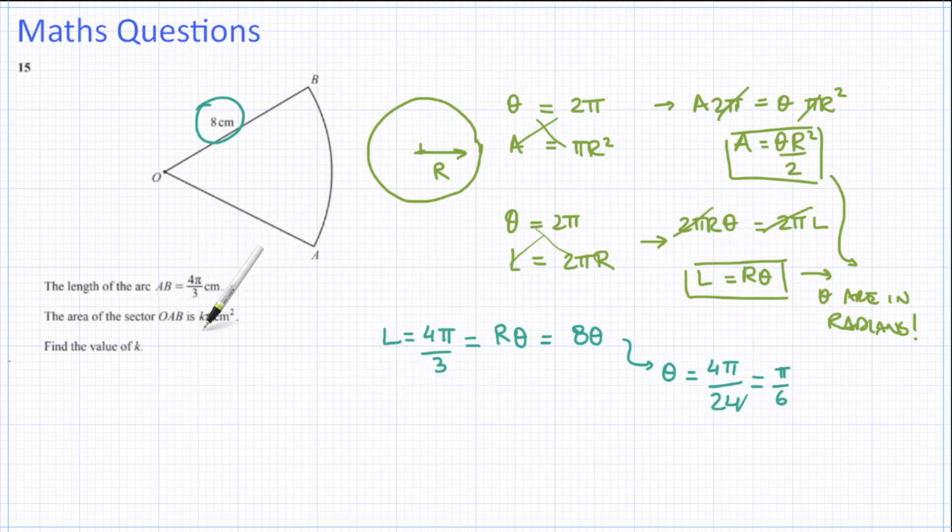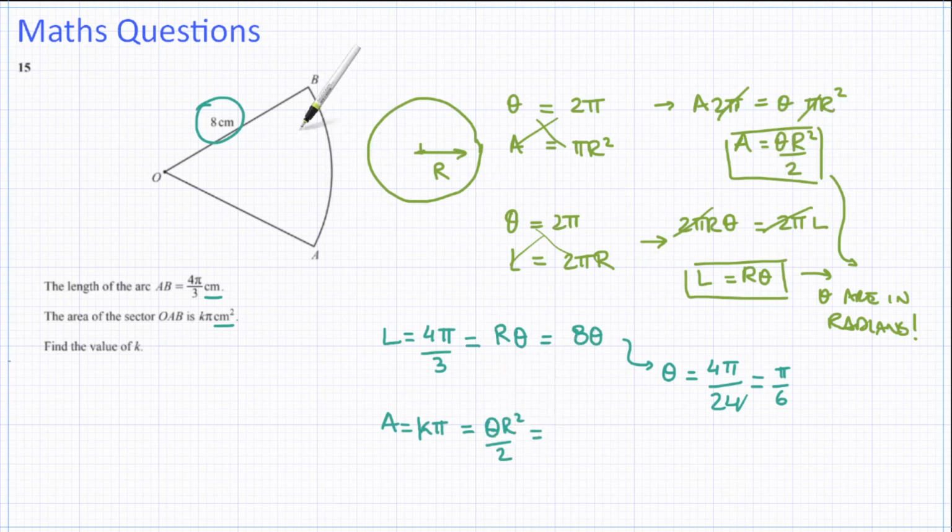Now, the area of this sector is k pi. And the units, they're all in centimeters, so that's why I'm not bothering to write them down. If they were in different units, we would have to convert them and worry about them. So, the area of the sector is k pi, which is given by this equation that we have found before. Theta r squared over 2.